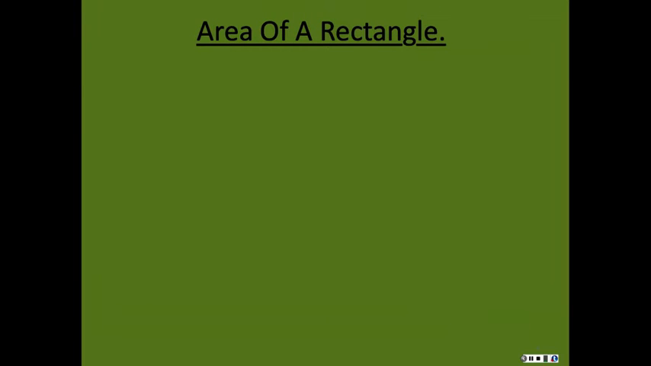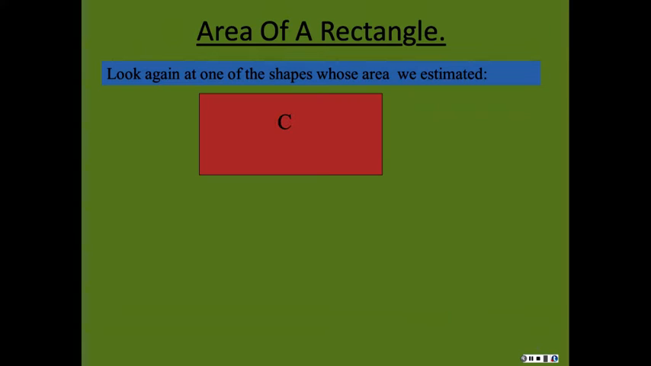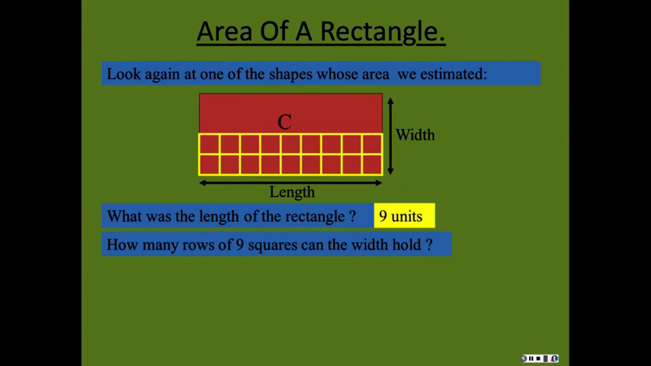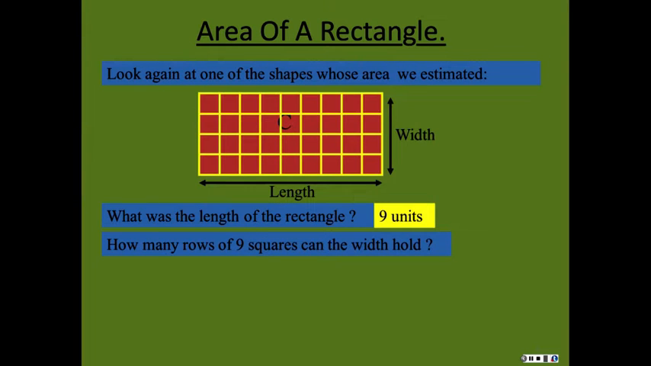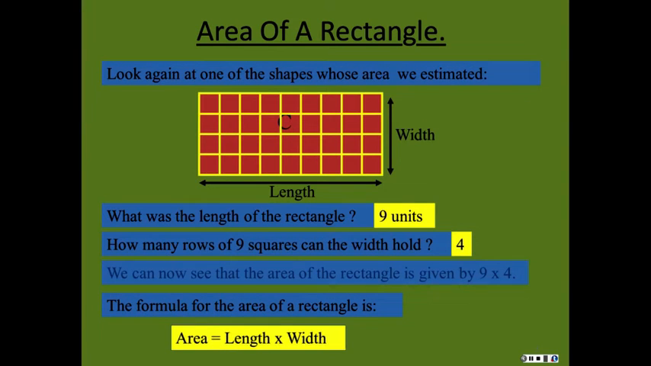Okay, area of a rectangle. We had C, and C, remember, was 9 times 4, 9 units for the columns and 4 rows. So we know that that's 36 square units. We don't know what the units are in this case. But the formula is to take the length and multiply it by the width, and that tells you how many square units you would have.